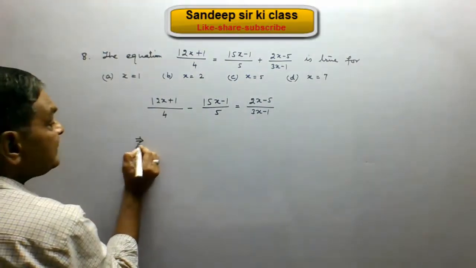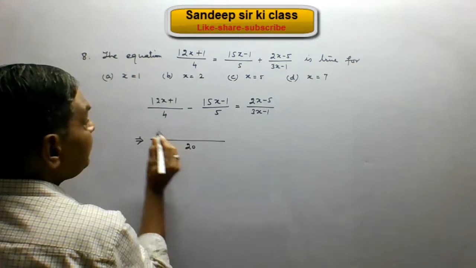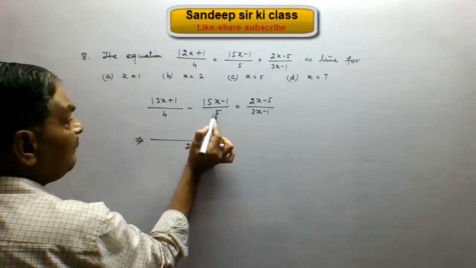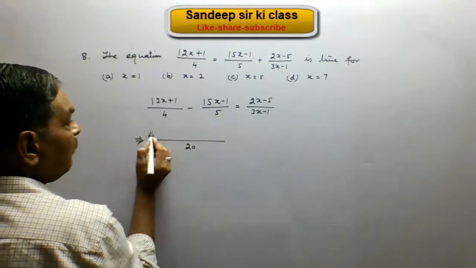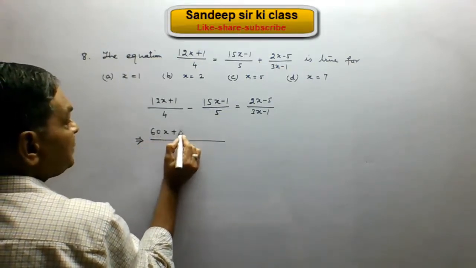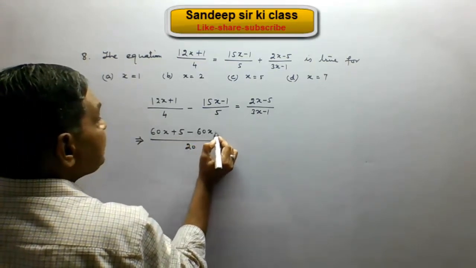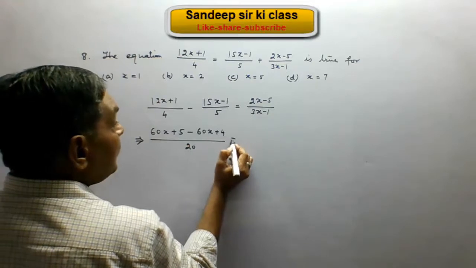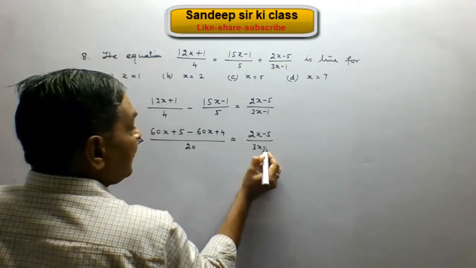Now take LCM. So LCM of 4 and 5 is 20. This is multiplied by 5 and 15x minus 1 will be multiplied by 4. So 60x plus 5 minus 60x plus 4 equal to 2x minus 5 upon 3x minus 1.